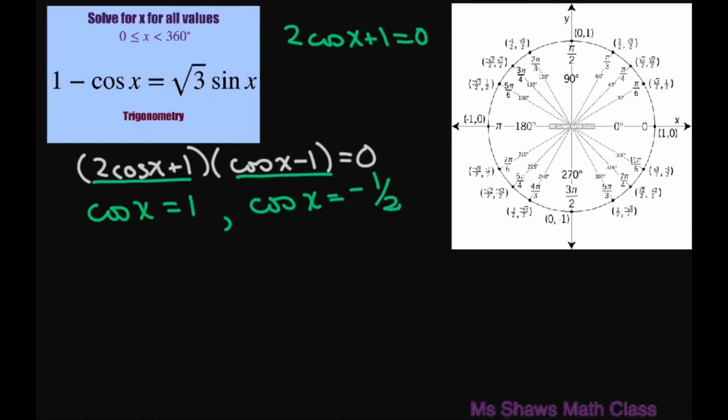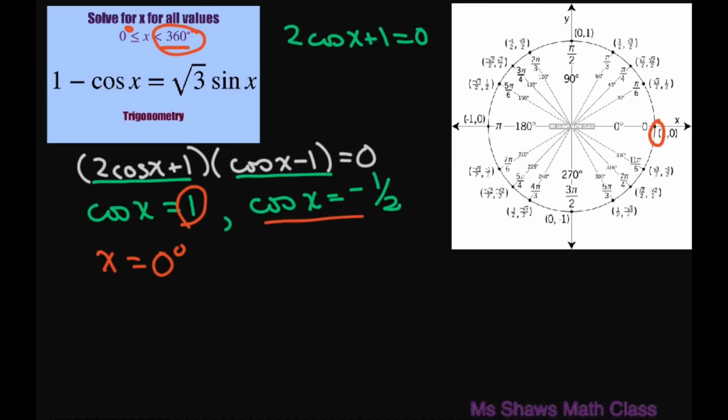And then we can just look at our unit circle. So when cosine is 1, that occurs at 0. We can't use 360 because that's not inclusive. So we have x equals 0 degrees.